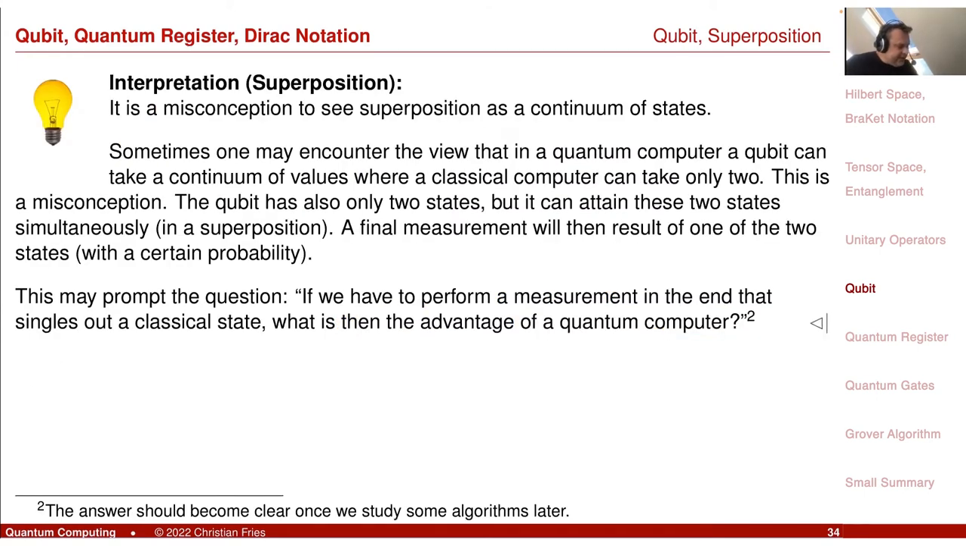So just what I said, it is a misconception to see a superposition as a continuum of states. Sometimes you may encounter the view that in a quantum computer, a qubit can take a continuum of values, where a classical computer can take only two. And this is a misconception. The qubit also has only two states, but it can attain these two states simultaneously in a superposition, and the final measurement will then result in one of the two states with a certain probability. So this now maybe prompts a nice question.